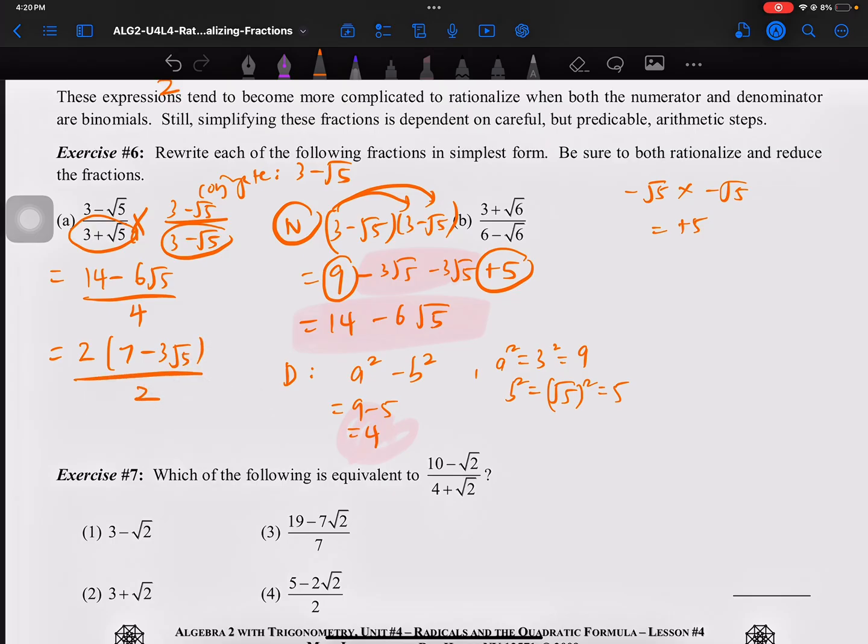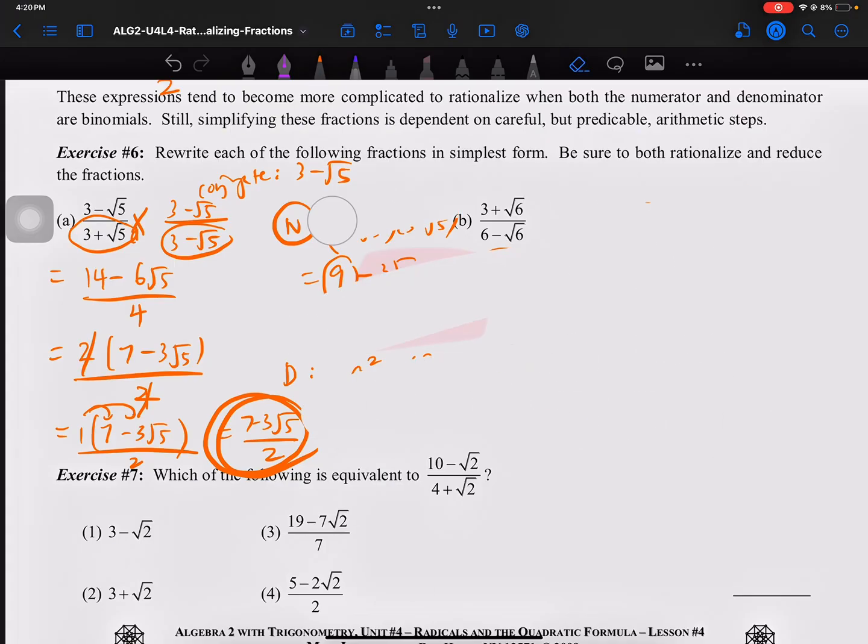Okay, so this 2 and this 4 can be divided. 2 divided by 4 is a half. So 7 minus 3√5, times a half, we put it like this. Then everything becomes the same, right? So 7 minus 3√5 over 2. So this is our final answer for A. Now let's go for B.